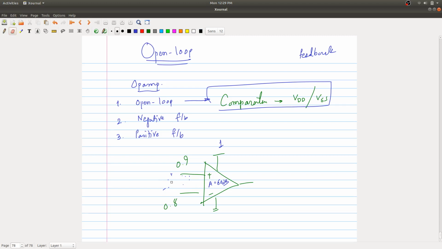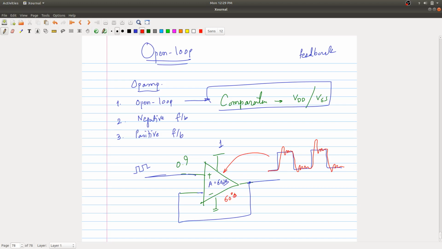Now the next thing might be negative feedback. I can connect this here. Then we learn one more thing. If I am applying a square wave, the output is a square wave, but the output will have some oscillations. This is happening because of one reason: this op-amp is not first order, it is second order. But if you have designed it with a 60-degree phase margin, then the output will not look like this, but it will look like this.